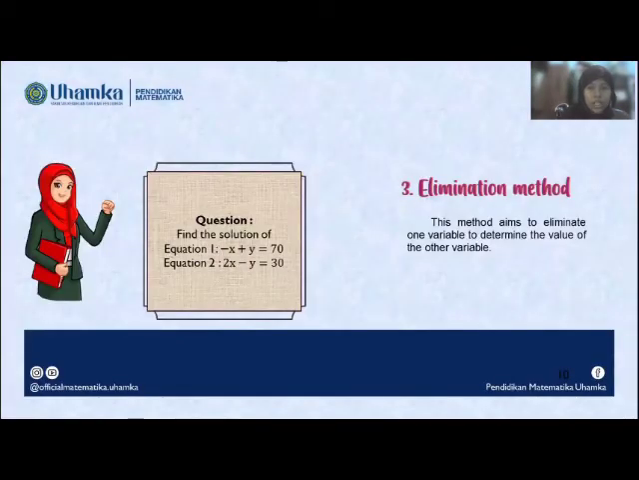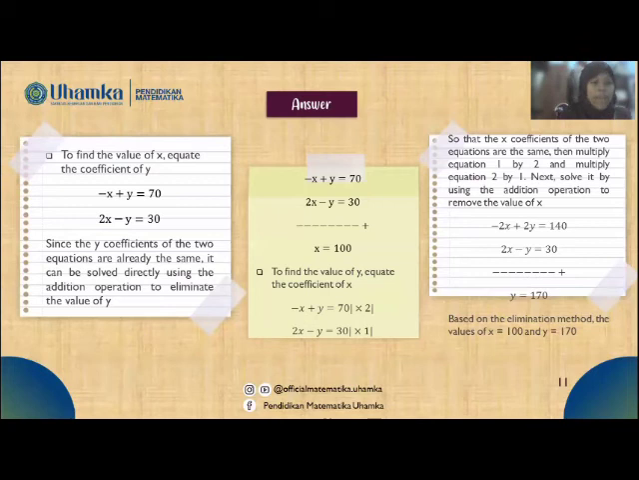The third, the elimination method. This method aims to eliminate one variable to determine the value of the other variable. Question: find the solution of the first equation negative x plus y equals 70. The second equation 2x minus y equals 30. Answer: to find the value of x, equalize the coefficient of y. The first equation is negative x plus y equals 70. The second equation is 2x minus y equals 30.